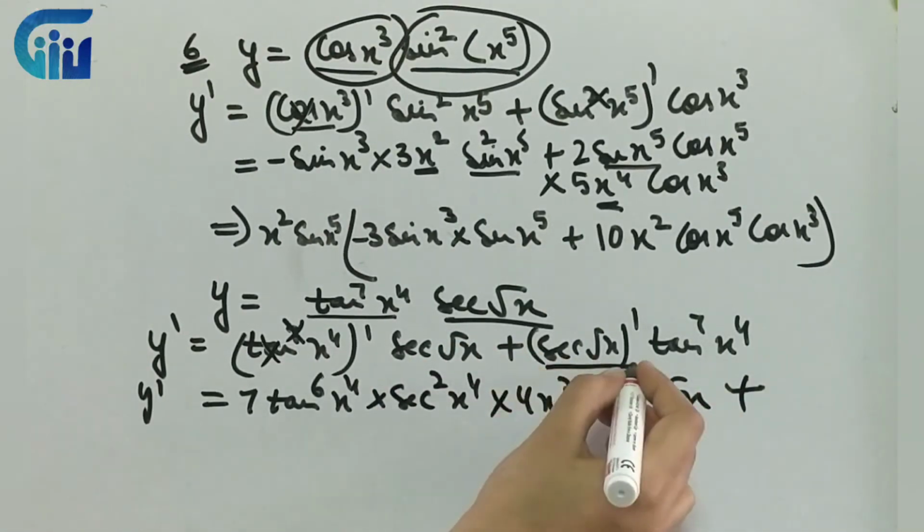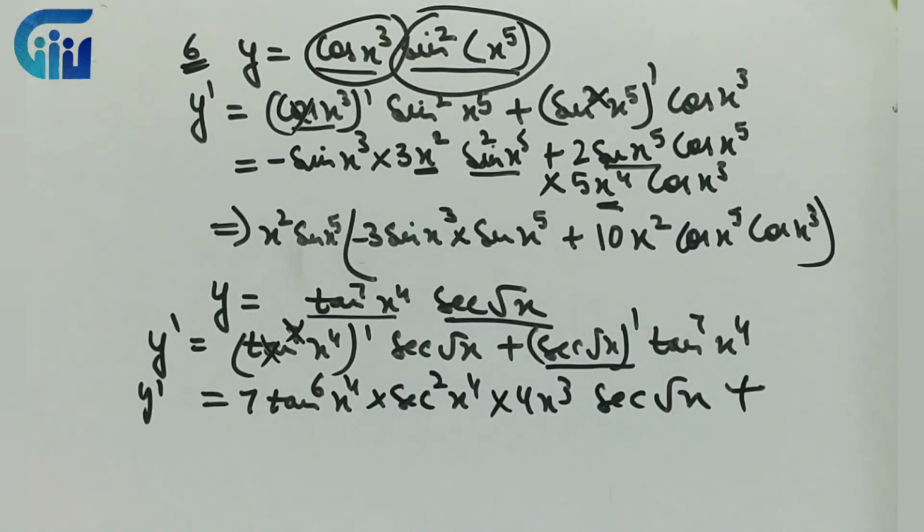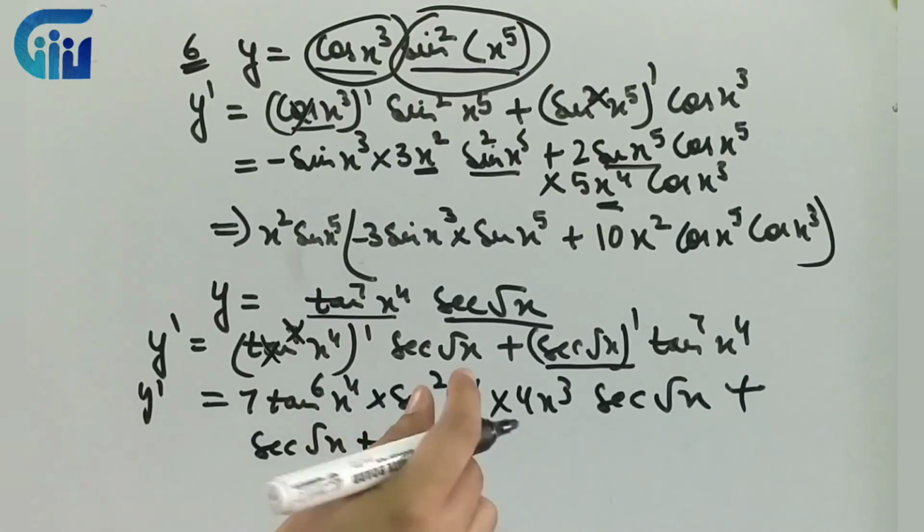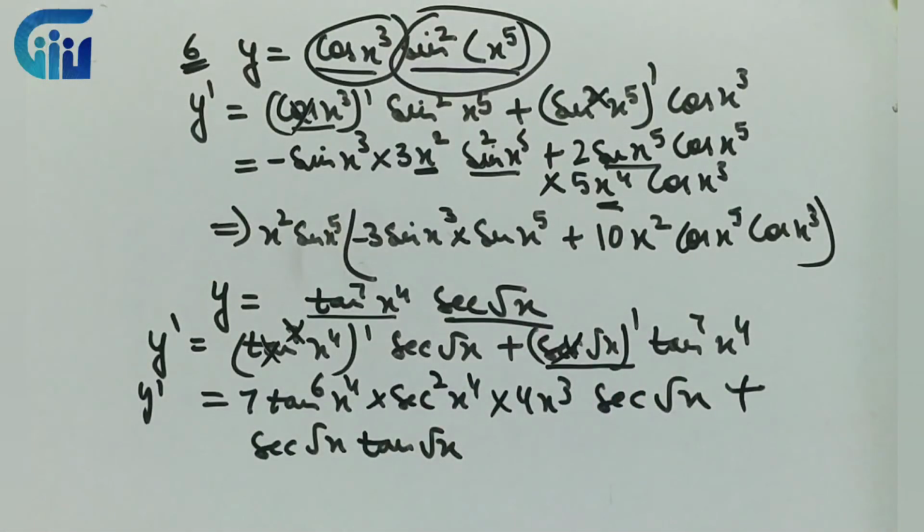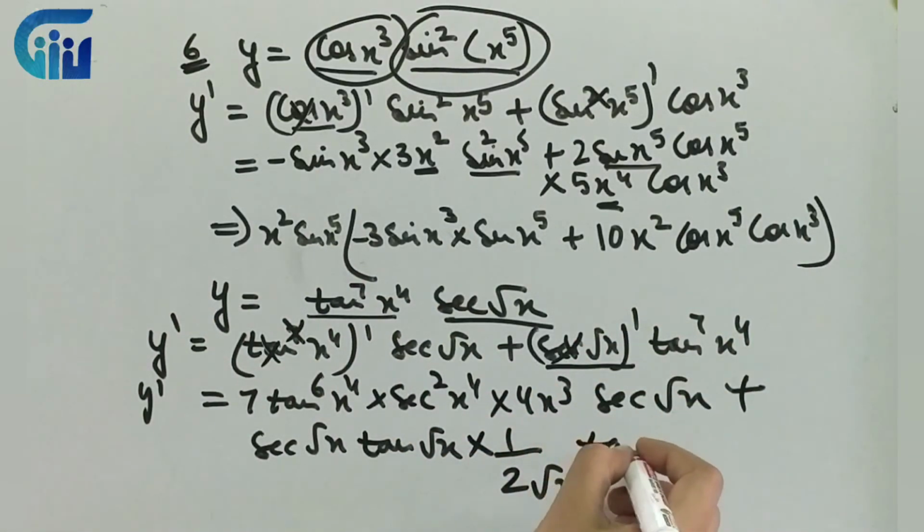Plus, अब इसका derivative करना है. So does the function have any whole power? No. The power is only on x. So what is the derivative of secant theta? It is secant theta tan theta, right? Then function हो गया. I'll just see the angle. Root x is the angle, so derivative is 1 upon 2 root x, right? And this I'll write as it is.